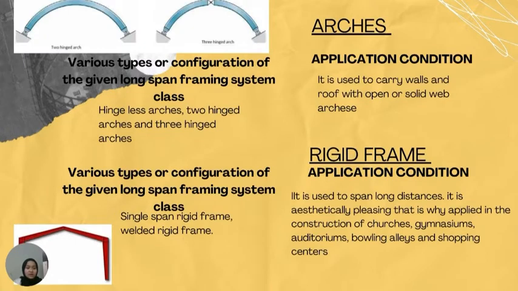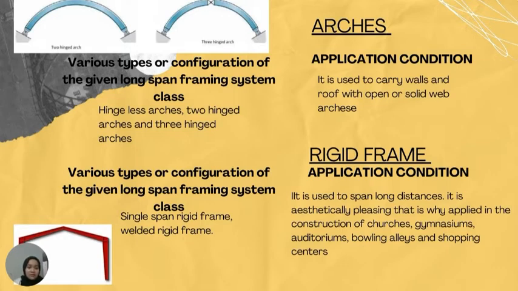So next is the arches. Application condition, it is used to carry walls and roof with open or solid web arches. Next is various type or configuration, which is hingeless arches, two hinge arches, and three hinge arches. The above picture is types of arches used for steel structure construction.